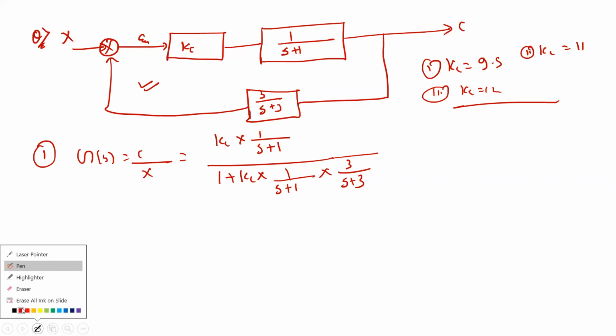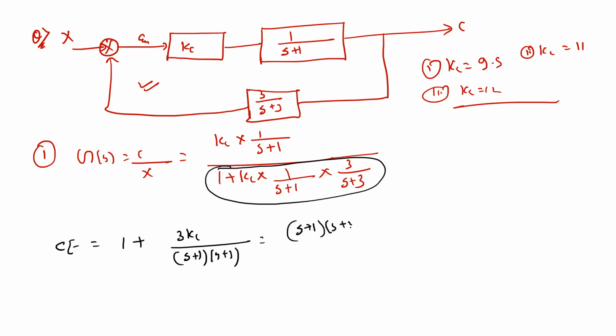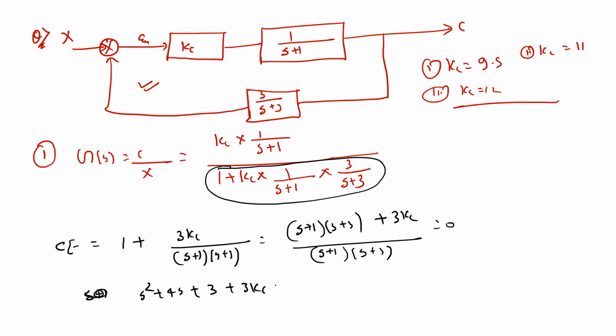Now I told you that the denominator of the transfer function becomes your characteristic equation. The characteristic equation is 1 plus 3Kc divided by (S plus 1) into (S plus 3). So finally I can write (S plus 1) into (S plus 3) plus 3Kc, divided by (S plus 1) into (S plus 3), equals 0, the characteristic equation. That is S square plus 4S plus 3 plus 3Kc equals 0. So this one is your characteristic equation.